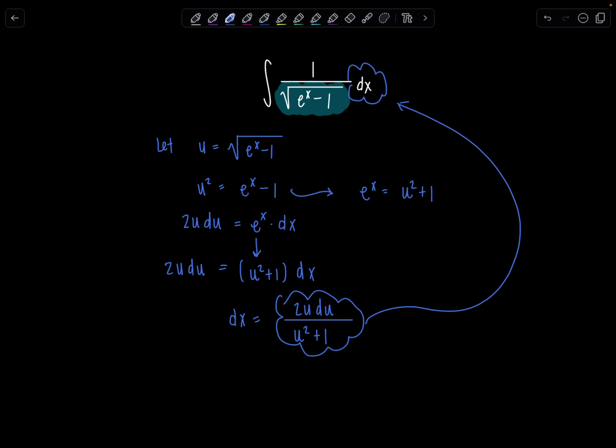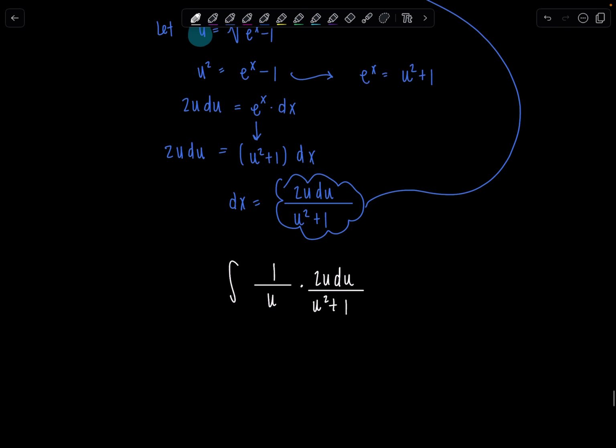Okay? And then originally, remember now, we have the integral of 1 over the square root of e to the x minus 1, which was u, right? That was u. So I'm just going to have u in the denominator, and then instead of dx, I have 2u du over u squared plus 1. So take a second, make sure everything's sinking in appropriately, because it was a little wild getting to dx, I would say. But then from here, you're pretty much ready to run.